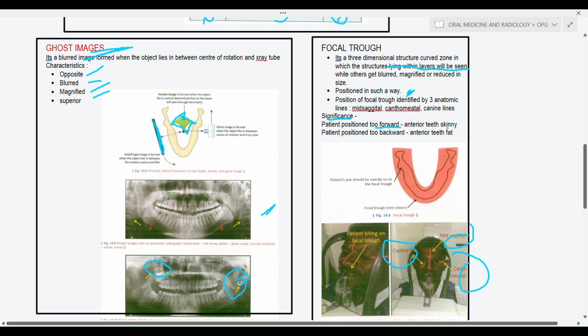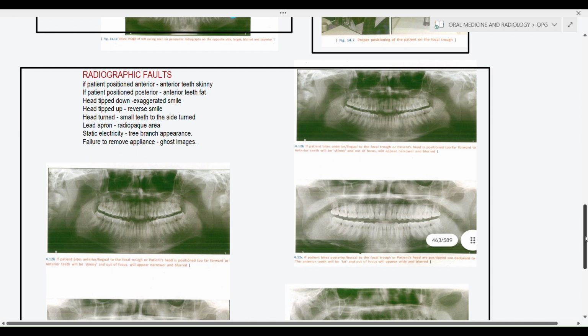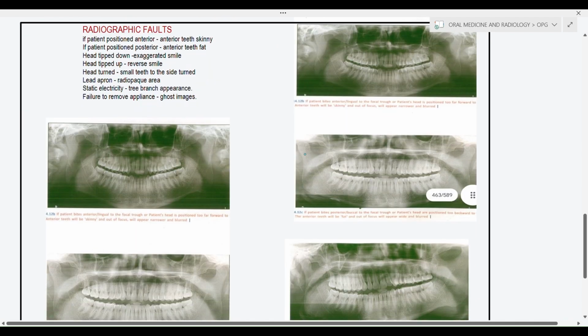Moving on to the radiographic faults, first one: if the patient is positioned anterior, the anterior teeth will appear skinny, and if the patient is positioned posterior, the teeth appear fat. The diagram shows this: in the first, the patient is positioned anterior and the anterior teeth appear skinny, whereas in the second, the patient is positioned posterior and the anterior teeth appear fat. Sorry for the error, I have misplaced the diagrams for the next two also, so I will draw and give you an idea.